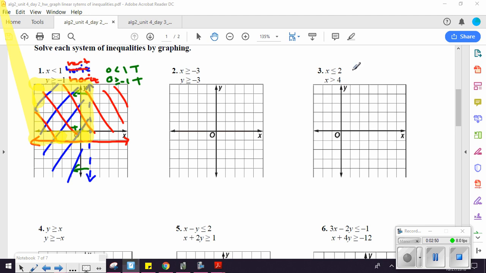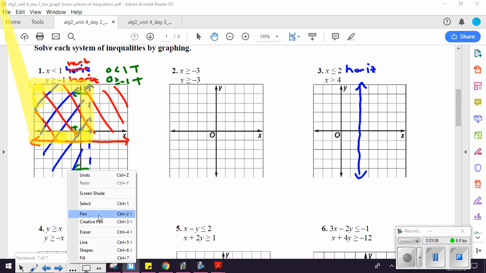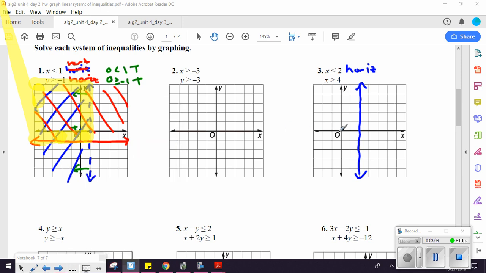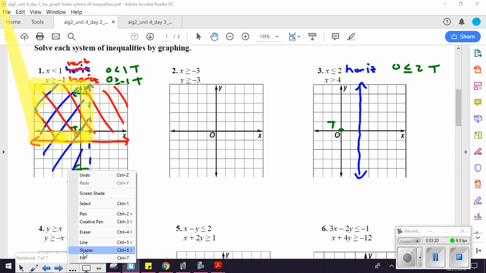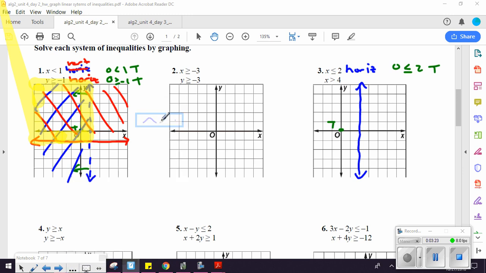Number 3, I have a vertical line where x is 2. It's going to be a solid line. I can use 0, 0 as a test point again. You might want to plot it and label it. So I would substitute 0 for x. 0 less than or equal to 2 is very true. So that means I would shade to the left where 0, 0 is.